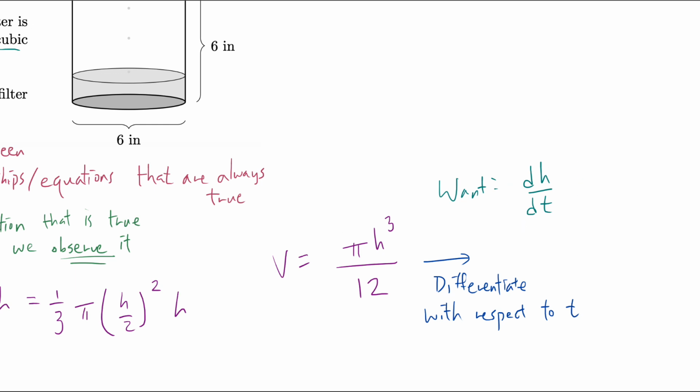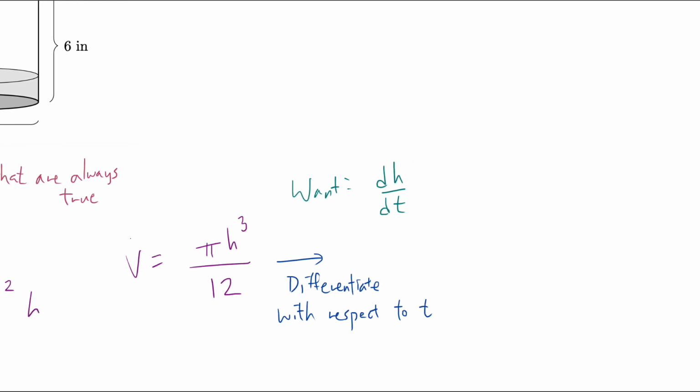So let me explain quickly. What happens when we differentiate the left-hand side? Well, when I differentiate V with respect to time, I get dV/dt. What about when I differentiate pi over 12 times h cubed? So pi over 12 is just a constant. What happens when I differentiate h cubed? And here you have to be a little careful. If I'm differentiating h cubed with respect to h, then you can use the usual power rule, and that's going to get you 3h squared.